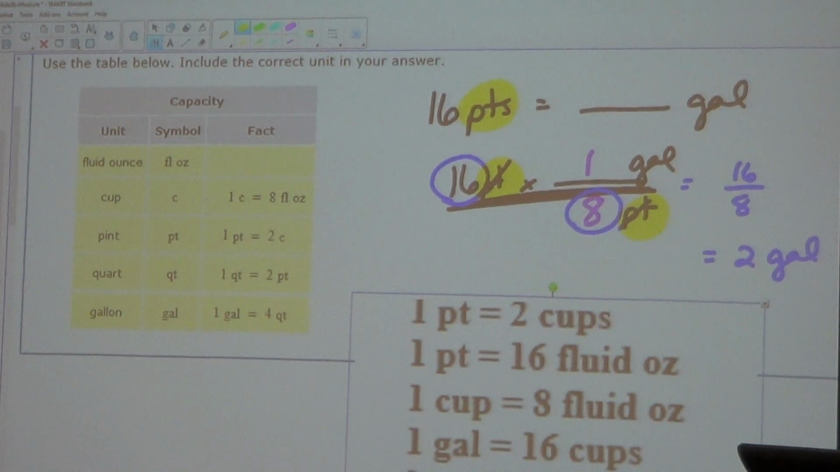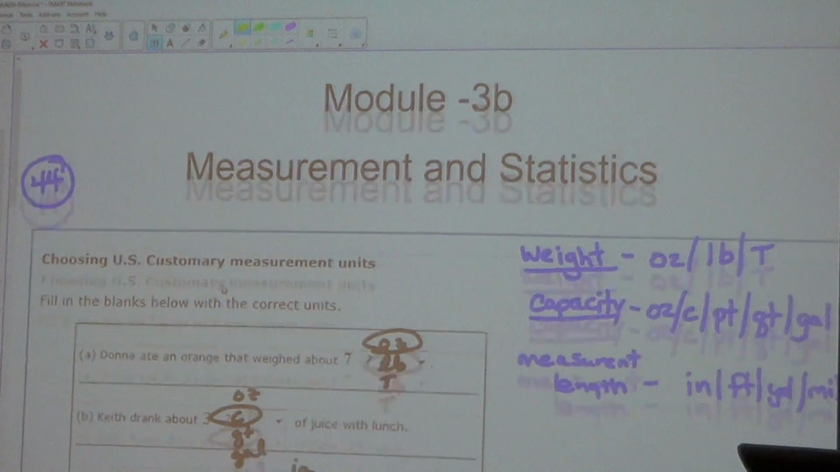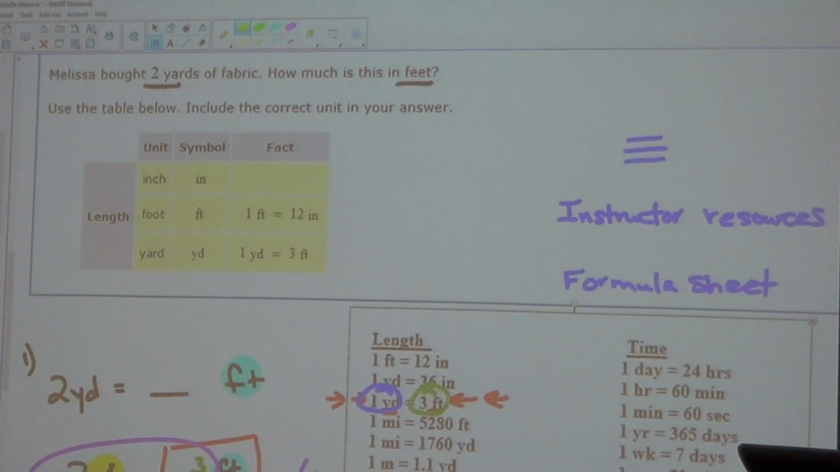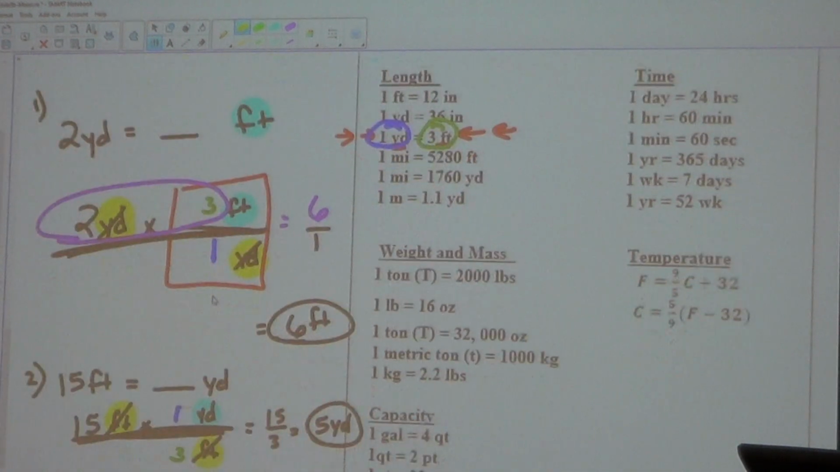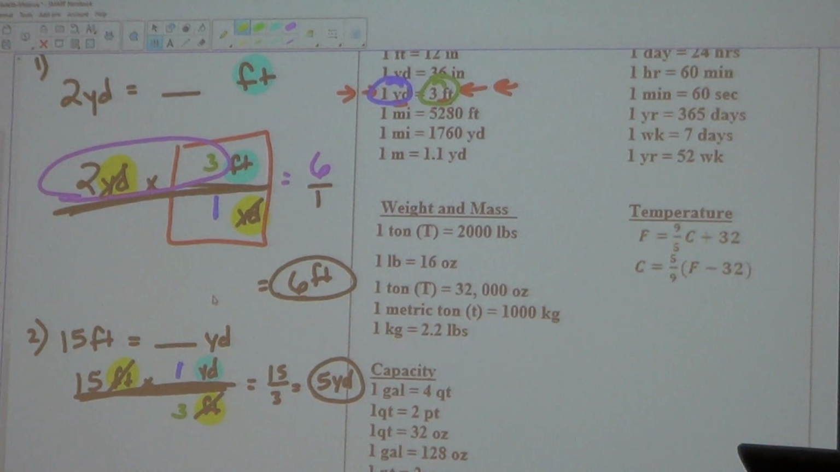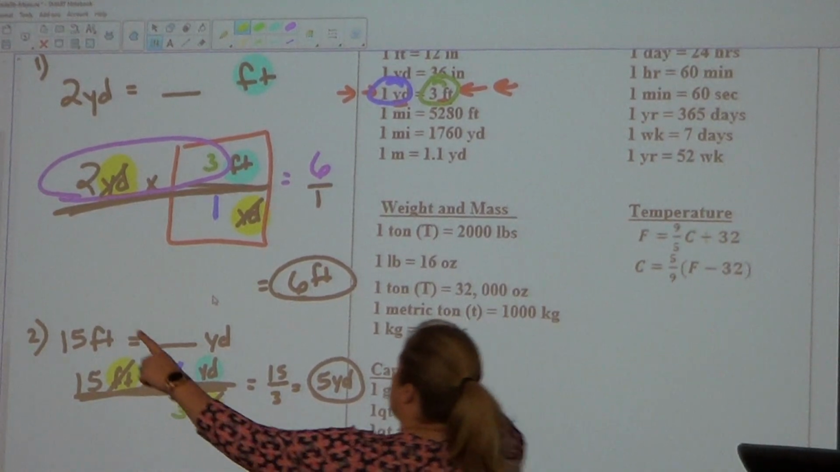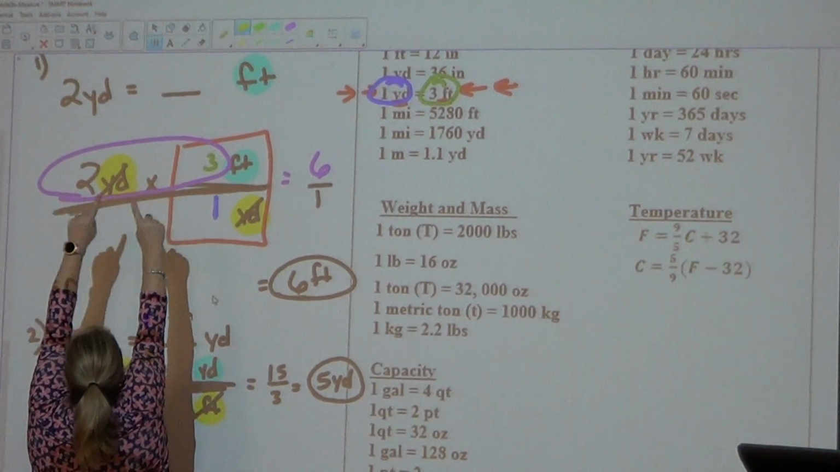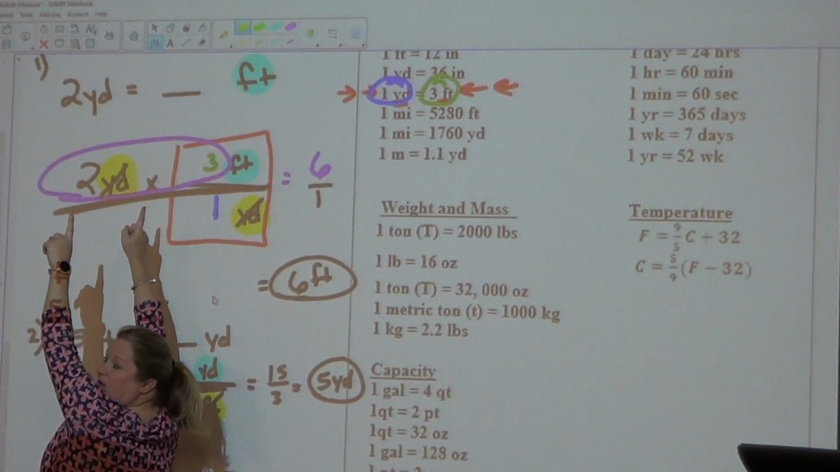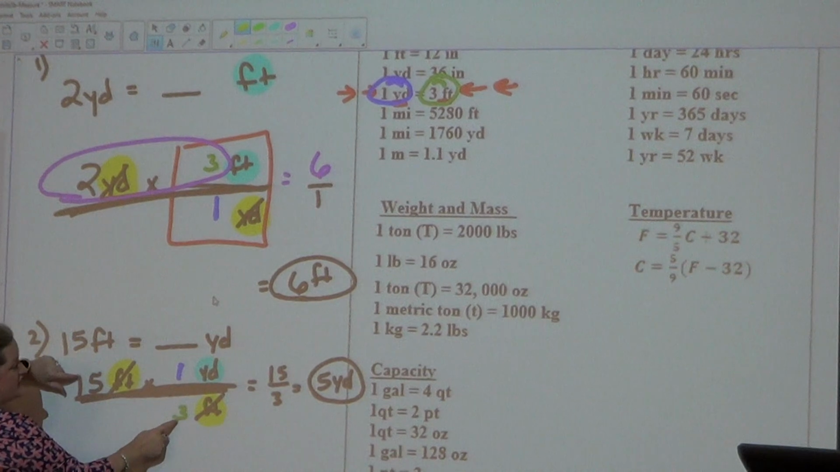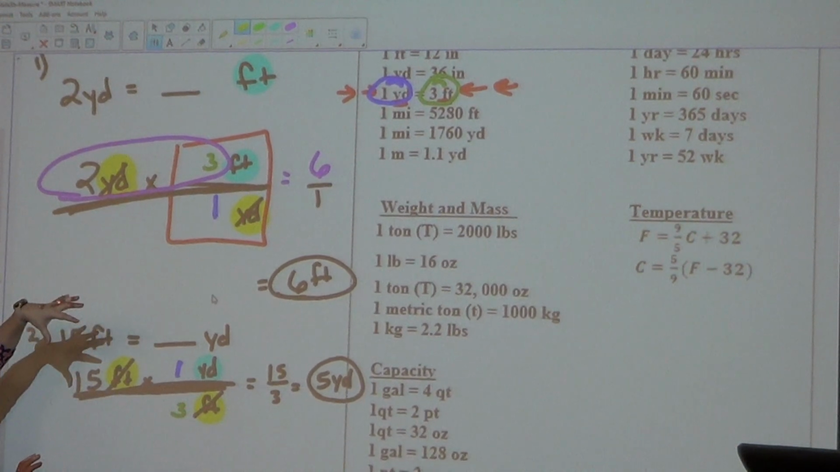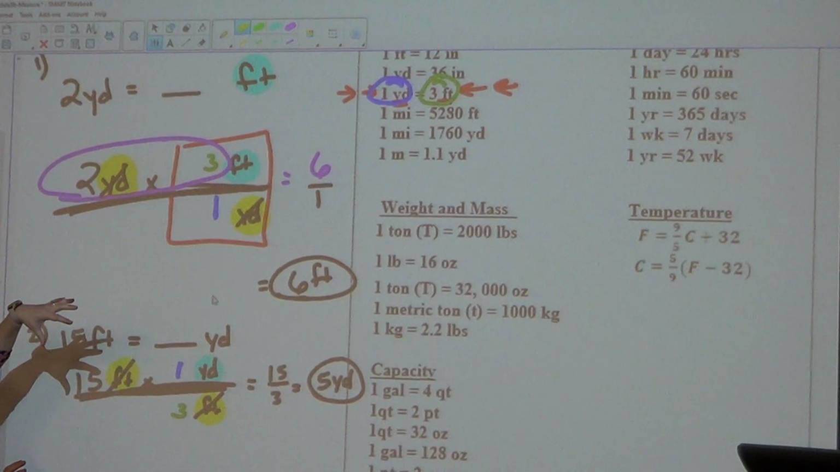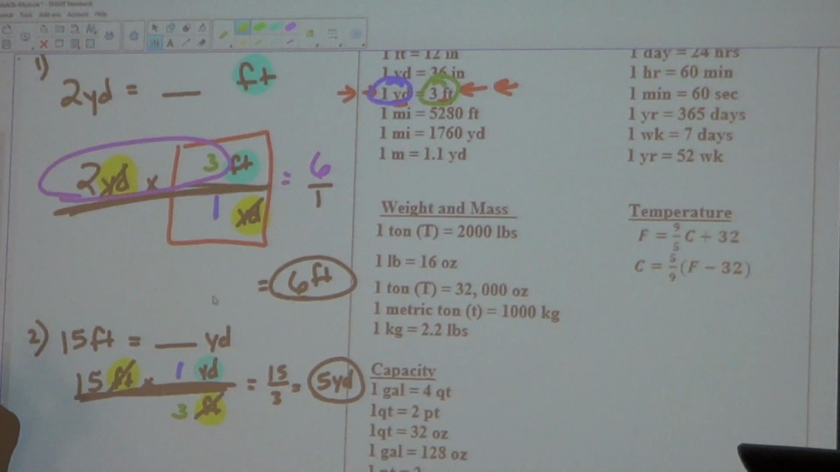Let me go back to the previous page. When you fill in your numbers, see how the 2 and the 3 are both upstairs? That tells me I'm multiplying. Here, see how the 15 and the 3, one's upstairs and one's downstairs? That tells me I'm dividing. So if they're both upstairs, you're multiplying. If one's upstairs and one's downstairs, you're dividing.